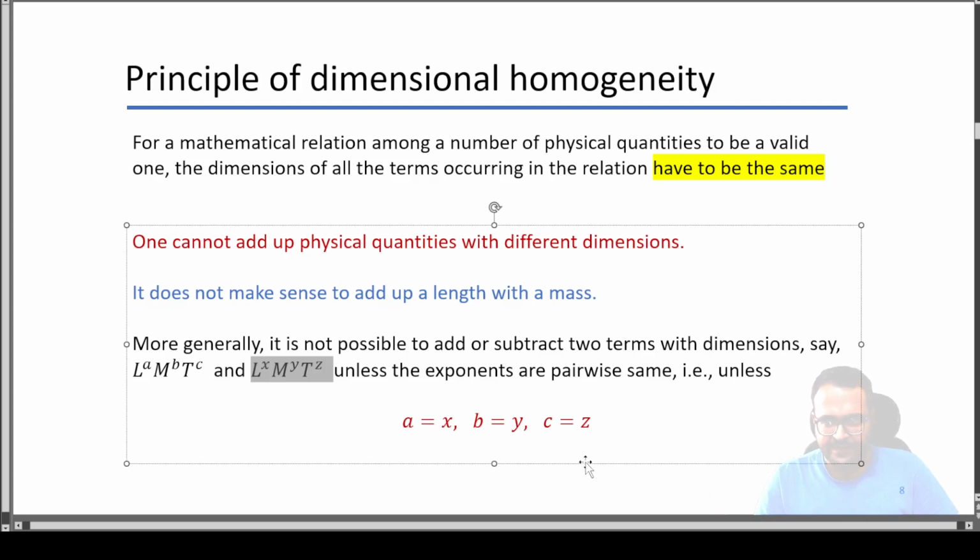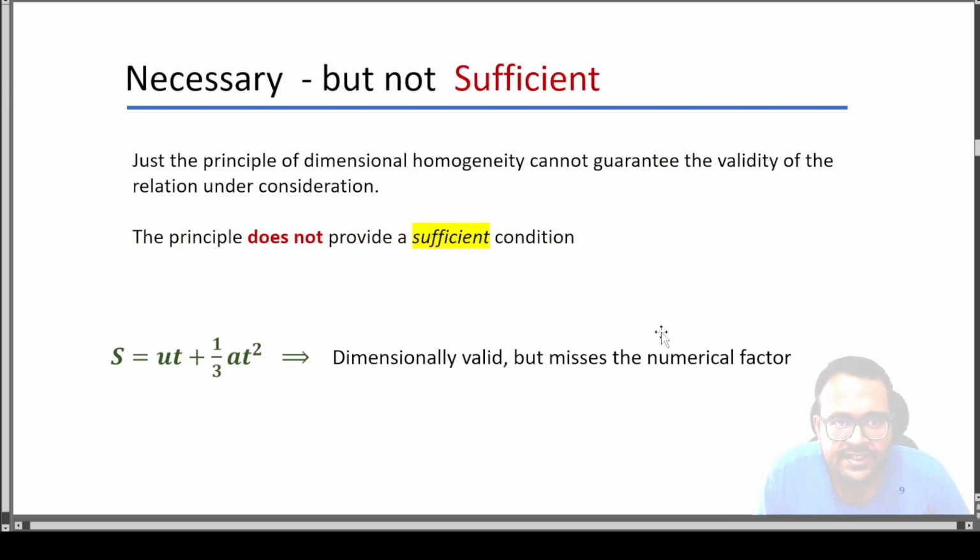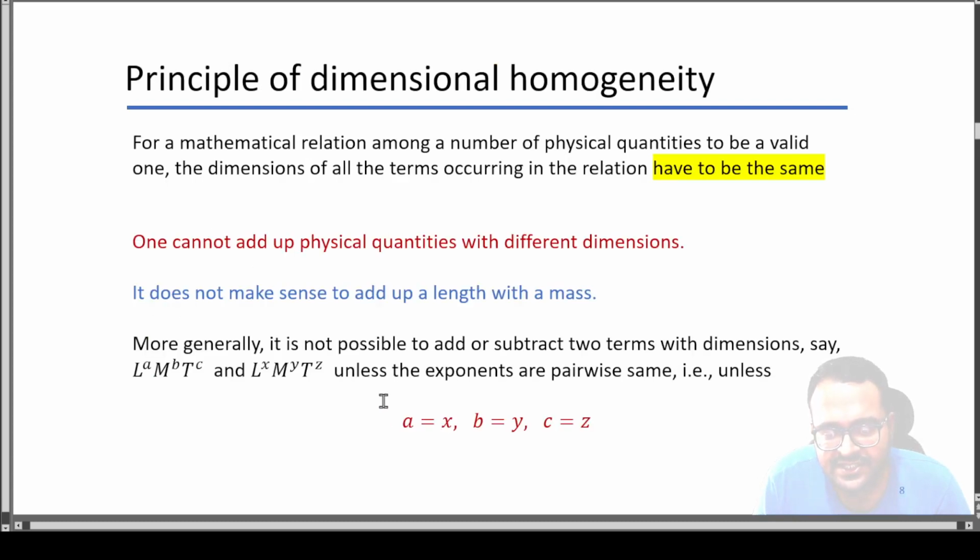So then I proceed to another important theorem. Just the principle of dimensional homogeneity cannot guarantee the validity of the relation under consideration. What is this? That dimensional homogeneity is a necessary condition, but not a sufficient condition to have a relation valid, because in dimensional analysis, we don't know the constants.